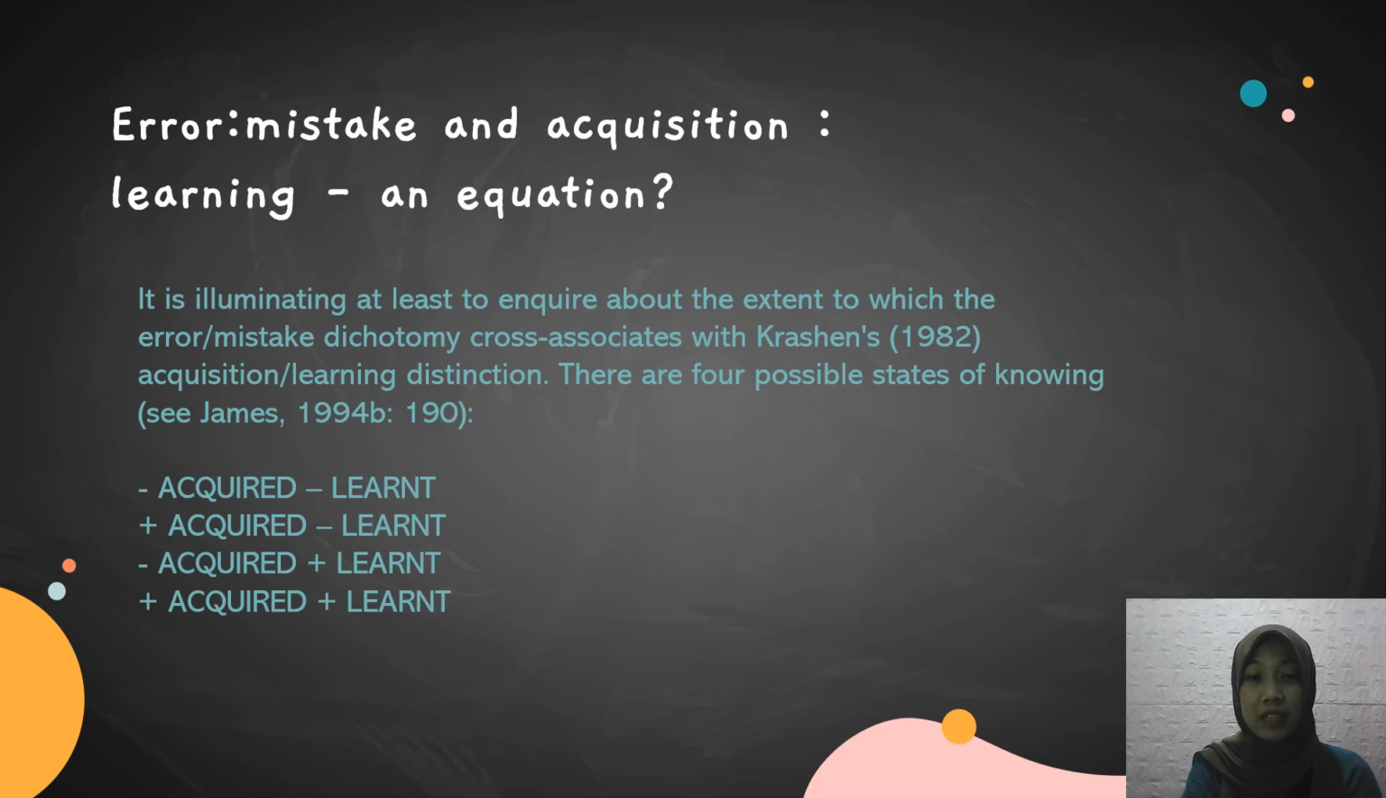Error, mistake, and acquisition, learning and acquisition. It is illuminating at least to inquire about the extent to which the error or mistake dichotomy cross-associates with Krashen's 1982 acquisition or learning distinction. There are four possible states of knowing. The first one is unacquired and unlearned. The second one is acquired but unlearned. Next, unacquired but learned. And the last, acquired and learned.